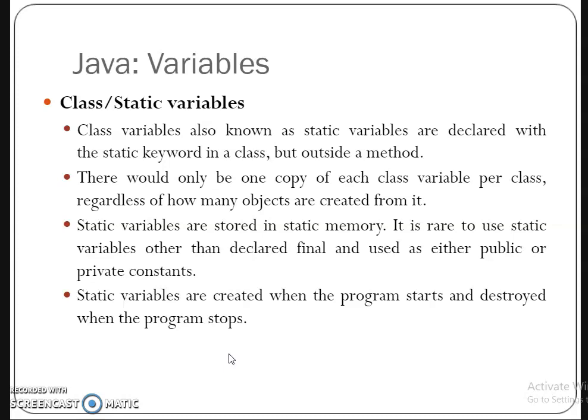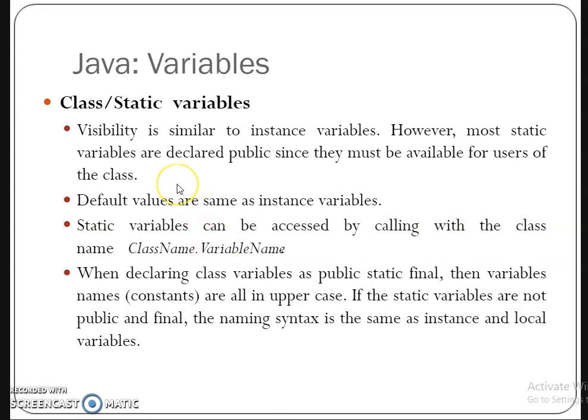Once again, I repeat this. The local variables are created when they enter that particular method and destroyed when they exit from the method. The instance variable is created when the object is created and destroyed when the object is destroyed. But the static variables are created when the program starts and destroyed when the program stops. So visibility is similar to the instance variable. However, most static variables are declared public since they must be available for the users of the class. Default values are the same as for instance variables in static variables also.